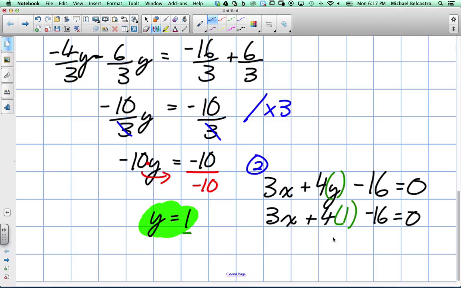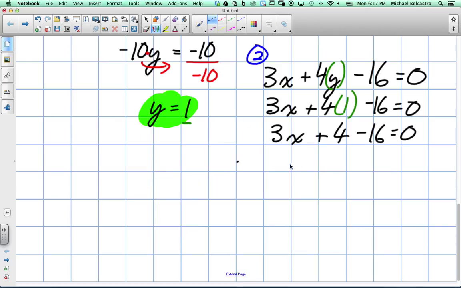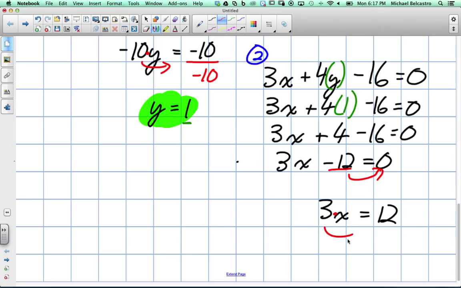Okay, that 4 times 1 will become 4, and the goal will still be to isolate for x in this case, right? There's only one variable left. So let's get these two terms. 4 minus 16 is going to give us negative 12. So we get 3x minus 12 equals 0. I'm going to move negative 12 to the other side, so it becomes positive 12. So we get 3x is equal to 12. And then because this is multiplied by 3, to bring the 3 to the other side of the equation, we need to divide. So we end up with x is equal to 4.